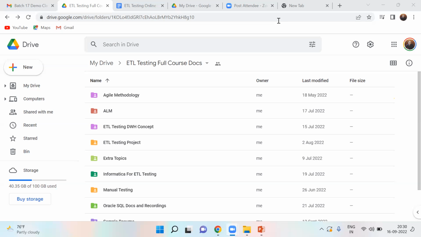And in automation, you will be automating those things. Approximately 500 or 1000 test cases will be there, and automation testers will automate those test cases using tools like Selenium. But what is ETL testing?